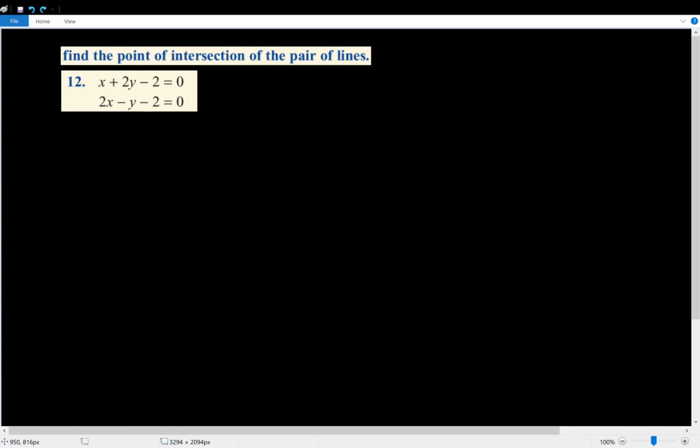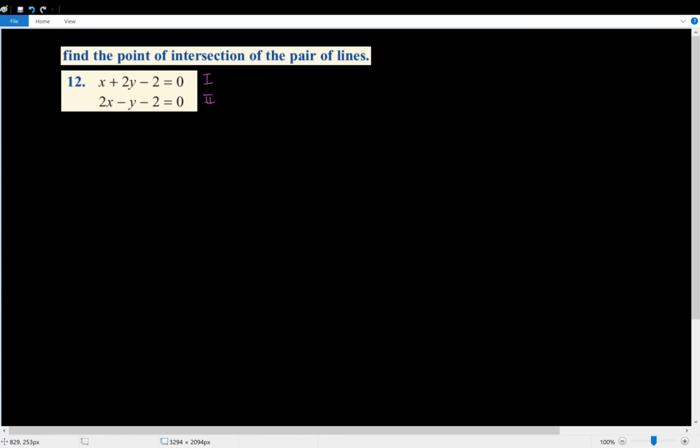A point of intersection will be a point that has an x and a y value that could be substituted into both of these equations and satisfy the equation. By satisfy the equation, I mean you would have the same thing on the left of the equals as you do on the right. So what we're essentially being asked to do is solve these simultaneous equations. So we're going to call the top one equation 1 and the bottom one equation 2, and then we're going to go from there.